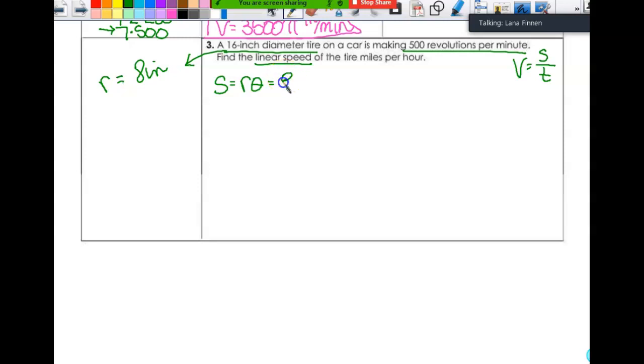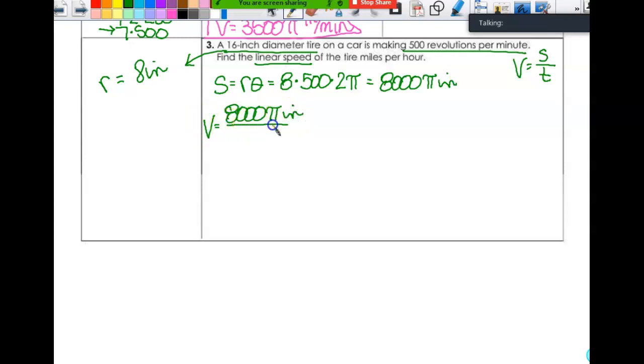So this is going to be 8 times, then your theta is the number of revolutions, 500 times 2 pi. So 2 times 500 is 1,000, so this gives me 8,000 pi inches. That's my arc length. So my velocity is 8,000 pi inches over, and then this was 500 revolutions per minute, so this is for 1 minute. Then I'm going to need to convert.